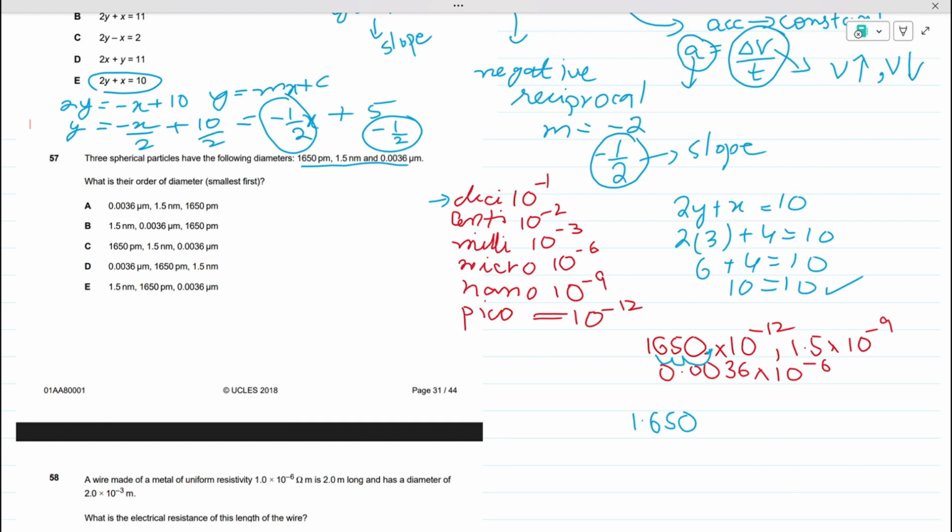Okay, so now this value becomes 1.650. How many places did I move the point? 1, 2, 3, right? So into 10 power 3. So minus 12, and since I have moved the point on the left hand side, that means plus 3. So minus 12 plus 3 is minus 9. So now the value is 1.650 into 10 power minus 9.